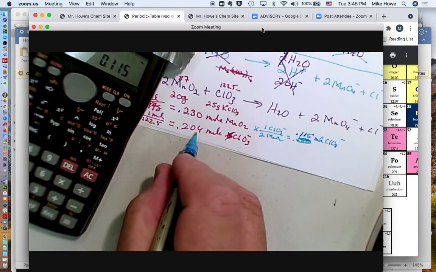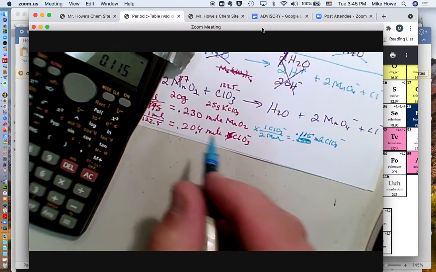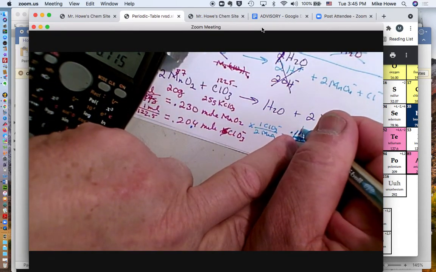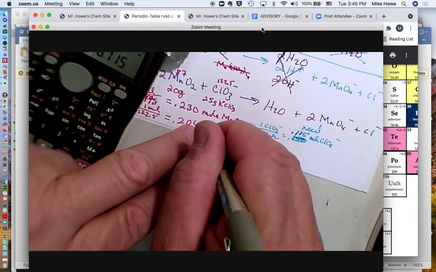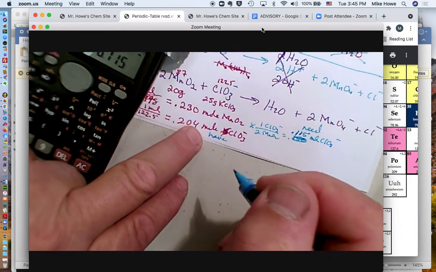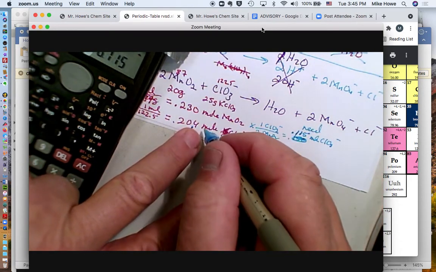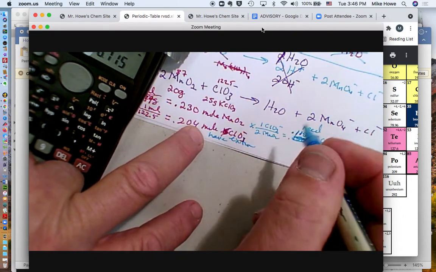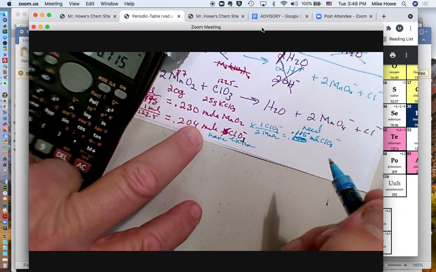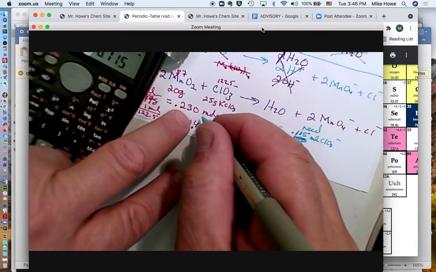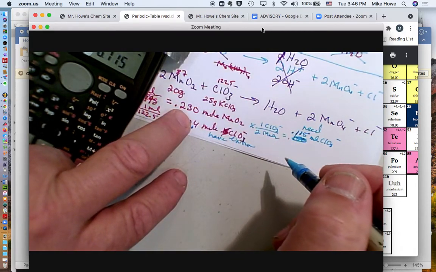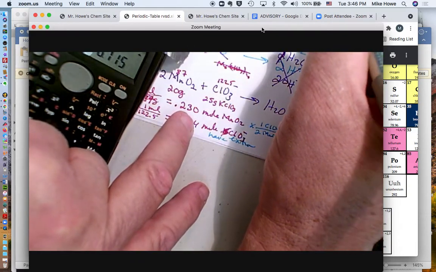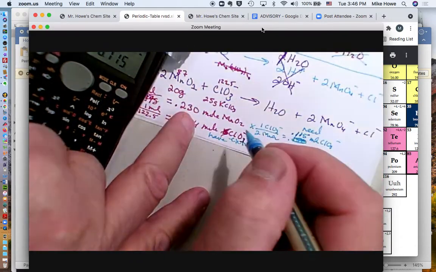We have 0.204. So this is what we need, and this is what we have. Do we have more or less than we need? We have more, so that's going to be the extra. So our limiting reactant is going to be this one, the 0.230 moles of manganese dioxide, or manganese 4. And we want to know what mass of chloride ion will be produced.